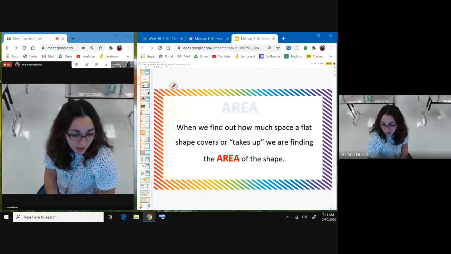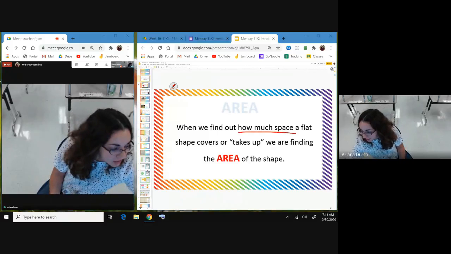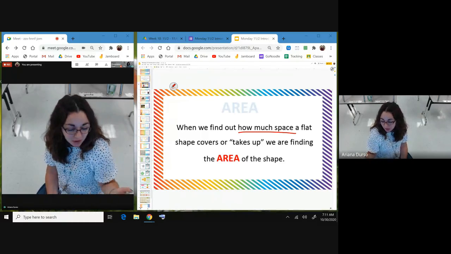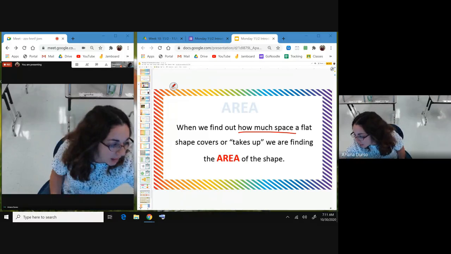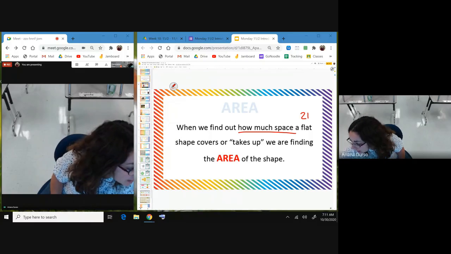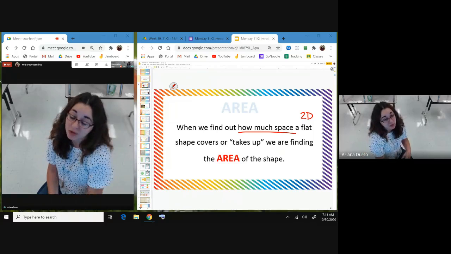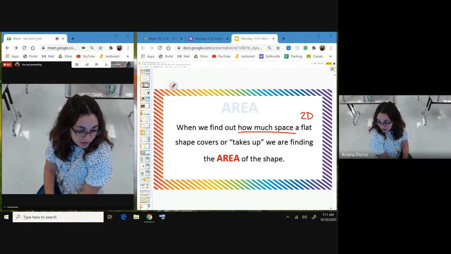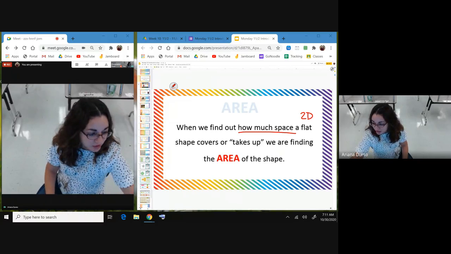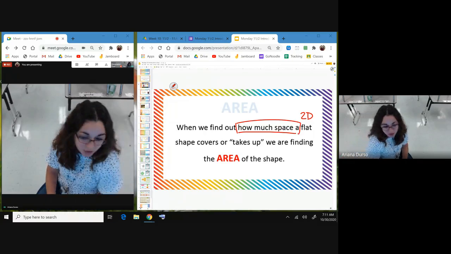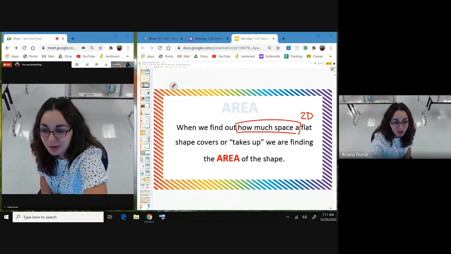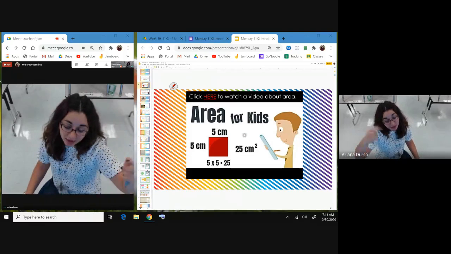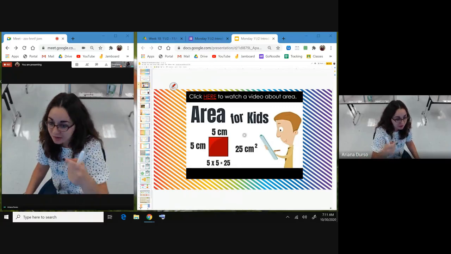Area is when we find out how much space a flat shape covers or takes up. Today we're going to talk about finding the area of a shape. And you guys know flat shapes. Have you heard of 2D? You know how 3D is like when you go to the movie and you wear the glasses and everything pops out at you? Flat shapes are 2D shapes. And area is how much space is inside of a 2D shape. There's a video, and I'll attach it to the assignment for today, but we're not going to watch it in my video.